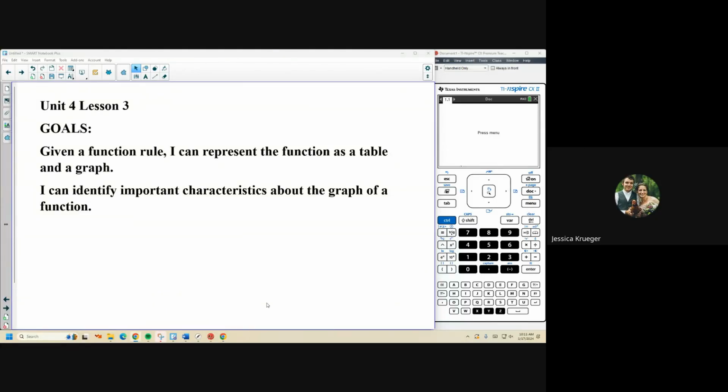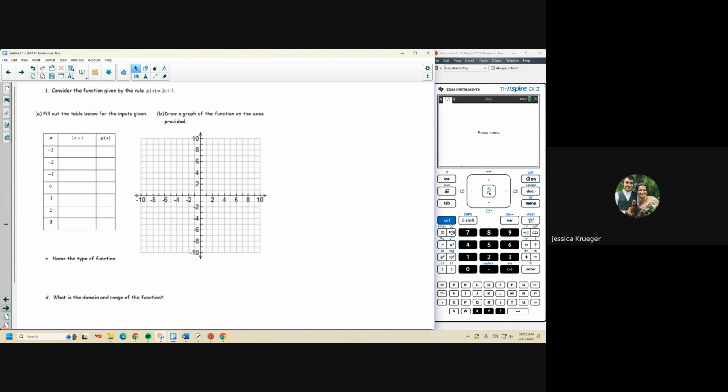This is our video lesson for Unit 4, Lesson 3. The goal for today's lesson is if I'm given a function rule, I can represent the function as a table and a graph, and I can identify important characteristics about the graph of a function. So let's take a look at our first example.